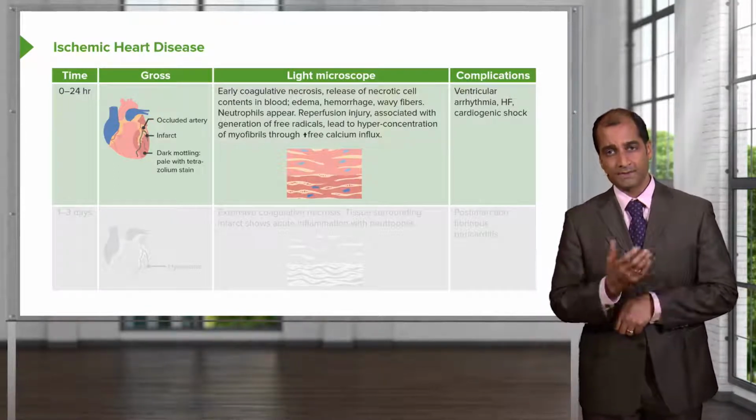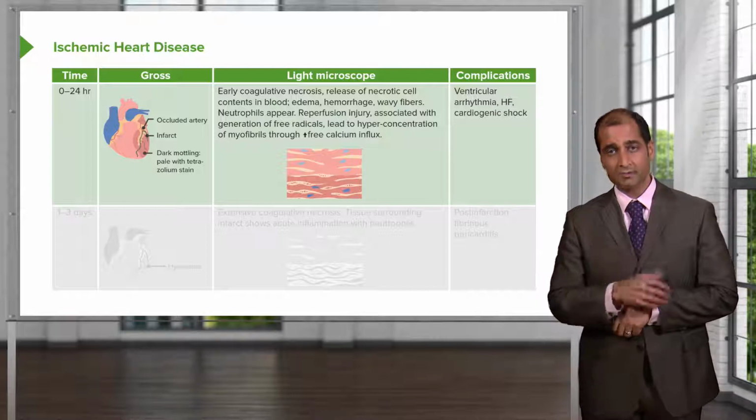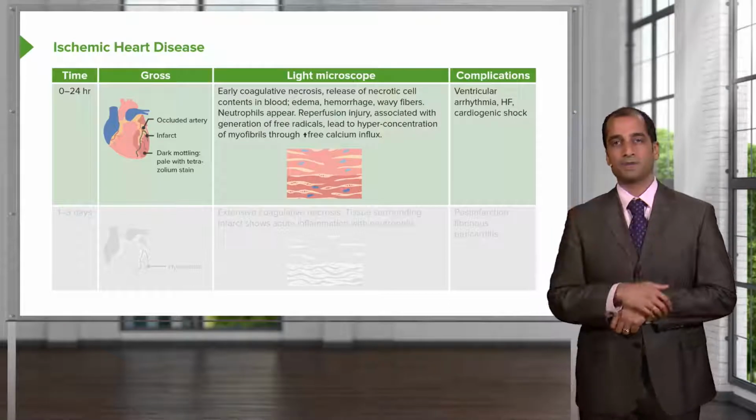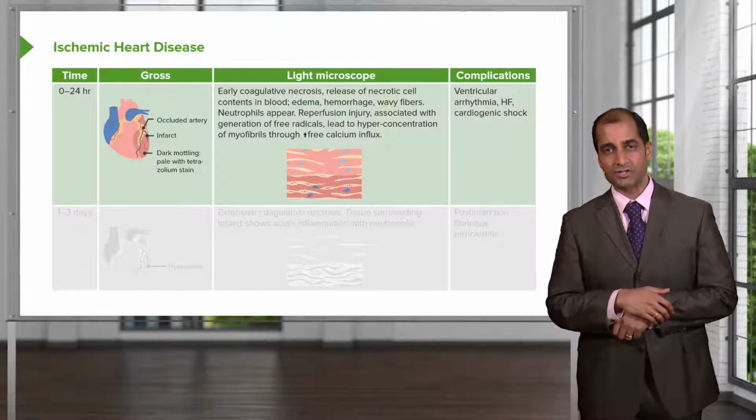Complications. Well, we have ventricular arrhythmias, maybe heart failure. Worst case scenario, when you have arrhythmia, what may then happen? The heart might just stop. Cardiac arrest. Welcome to cardiogenic shock.